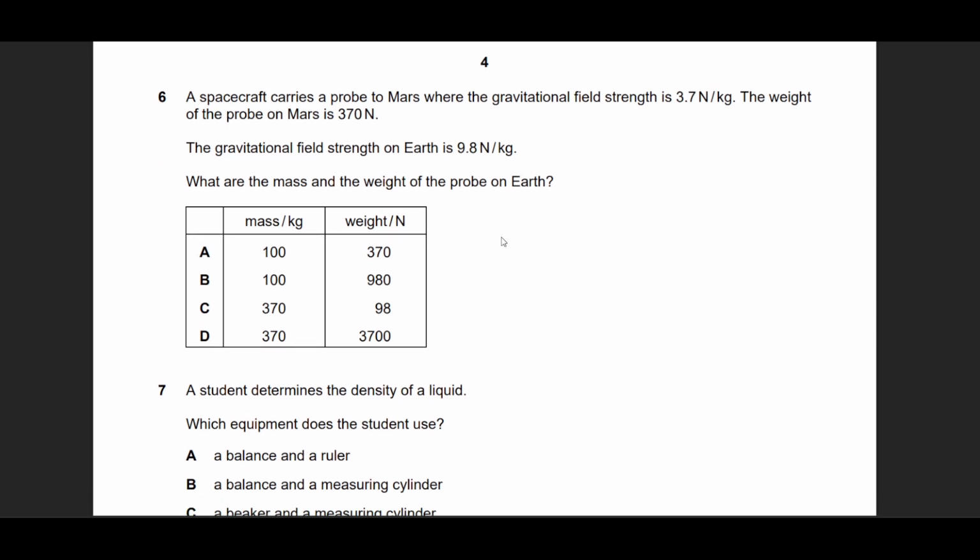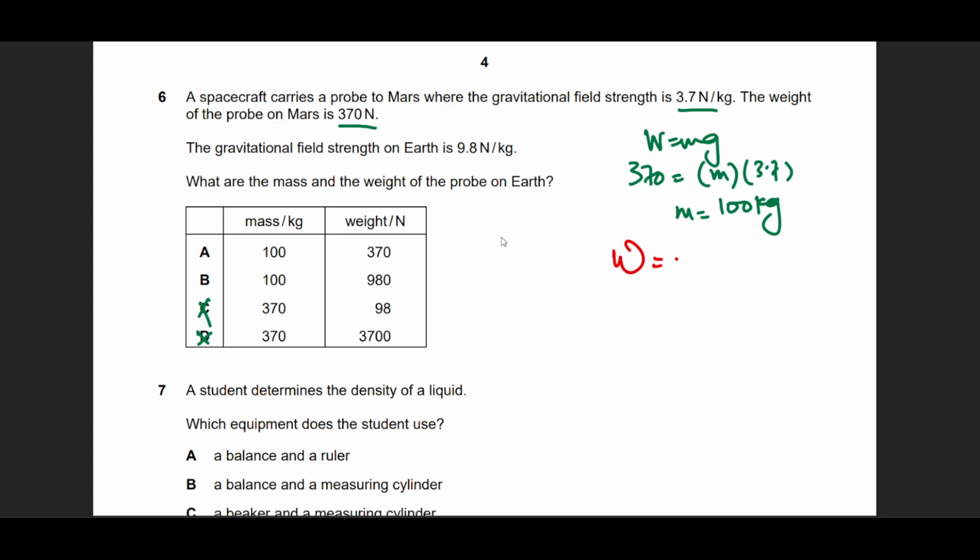Question 6 again employs mass, weight, density. It says that the gravitational field strength is 3.7 and the weight is 370. So let's find out the value of mass. W equals mg. 370 is the weight, mass we don't know, g is 3.7, so m comes out as 100 kilograms. So this means that options C and D are going to get cancelled out. We're not going to even look at them, no need to think about them. Let's move on to the weight.